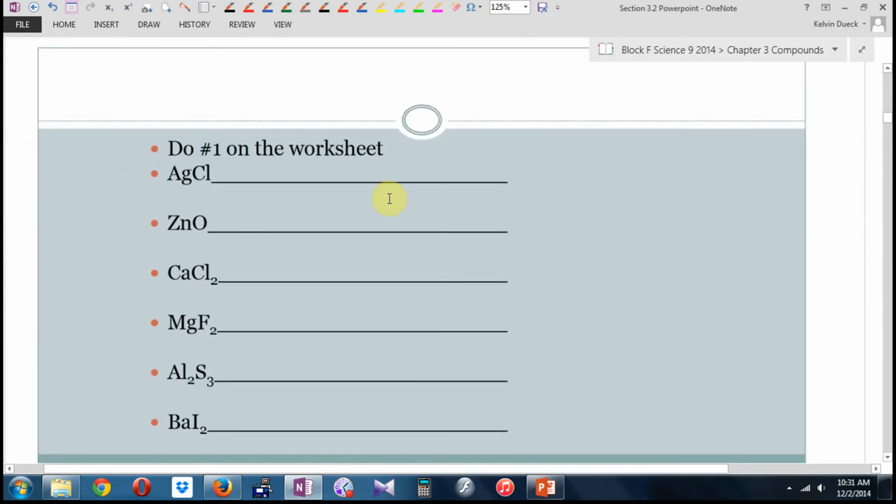On your homework, it says name the following compound. I'll do it up here. What would you call AgCl? What's Ag? Careful, not argon. By the way, how do I know it couldn't be argon? Because argon can't bond with anything because it has a full valence shell. What is Ag? Silver. This is silver chloride. Right there. Silver chloride. Okay?